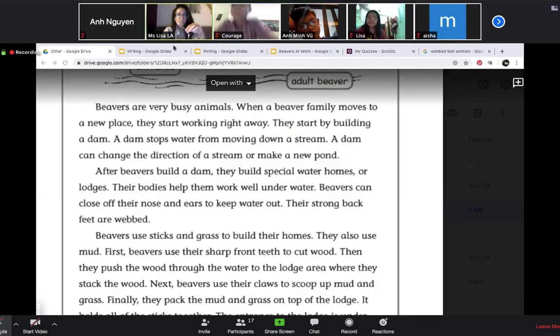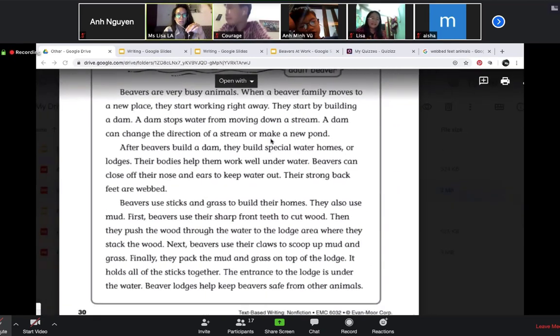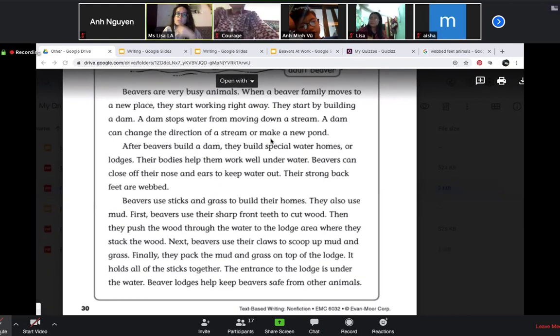Beavers are busy animals. When a beaver family moves to a new place, they start working right away. They start by building a dam. A dam stops water from moving down a stream. A dam can change the direction of a stream or make a new pond. After beavers build a dam, they build special water homes or lodges.